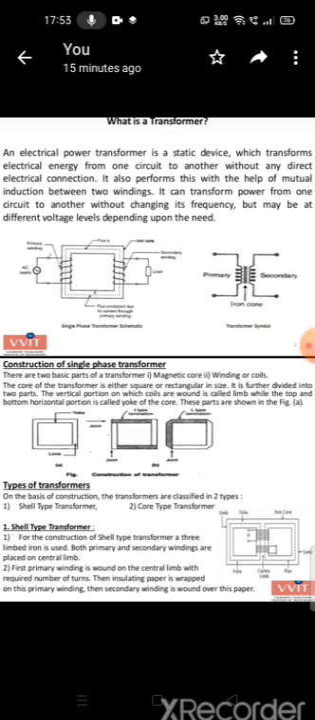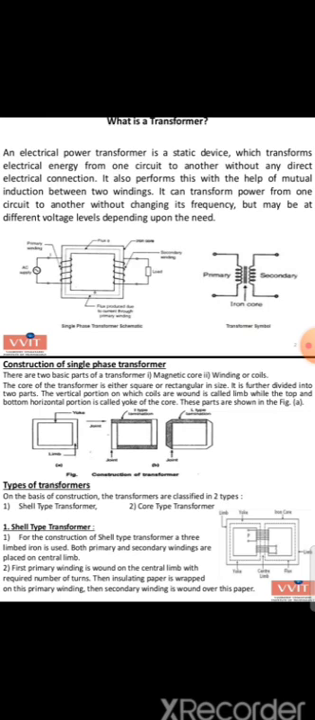What is a transformer? An electrical power transformer is a static device which transforms electrical energy from one circuit to another without any direct electric connection. It performs this with the help of mutual induction between two windings. It can transform power from one circuit to another without changing its frequency, but at different voltage levels depending upon the need.